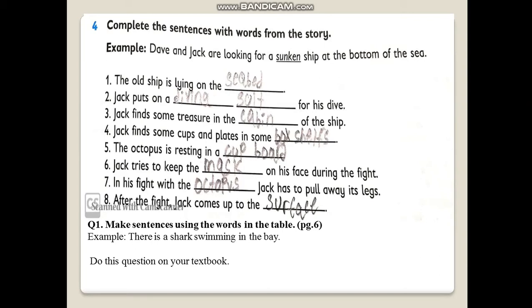Cabin. Jack finds some cups and plates in some shelves. He opens the box and finds it there. The octopus is resting in a cupboard. C-U-P, cup, B-O-A-R-D, board, cupboard. Jack tries to keep the mask on his face during the fight. M-A-S-K, mask. In his fight with the octopus, Jack has to pull away its legs. After the fight, Jack comes up to the surface. S-U-R-F-A-C-E, surface.